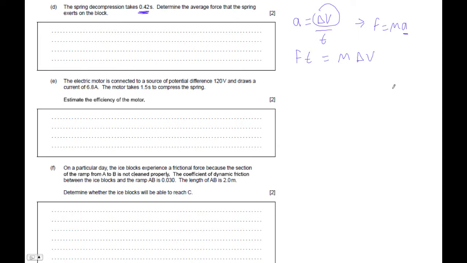Okay, now I really don't know what to do about this. So time is 0.42. This is the mass of the block. The delta V is the thing you calculated in part A double I, the second part of part A, right? Okay, this is that velocity.